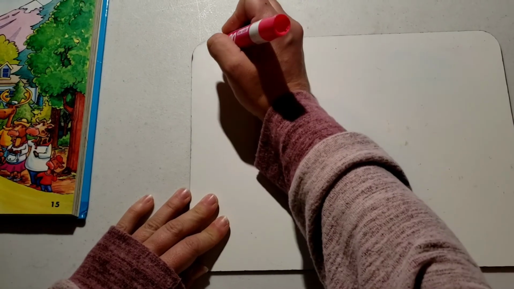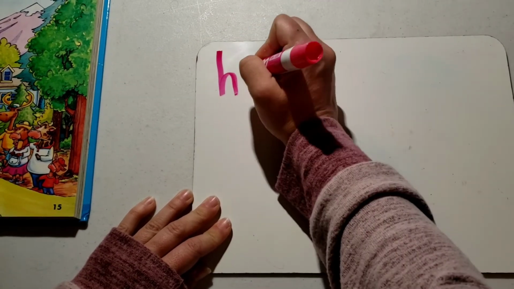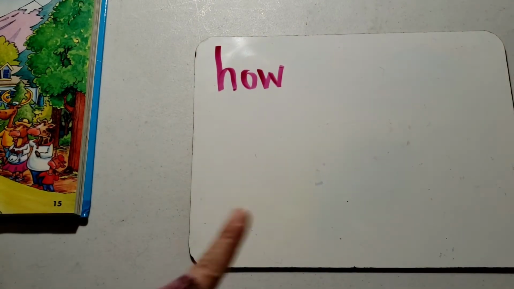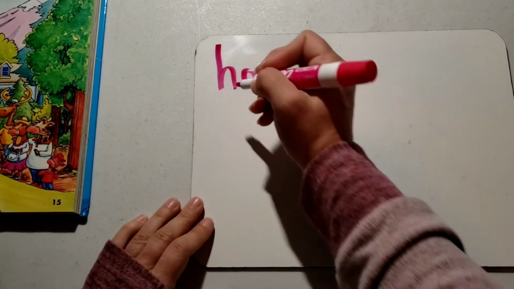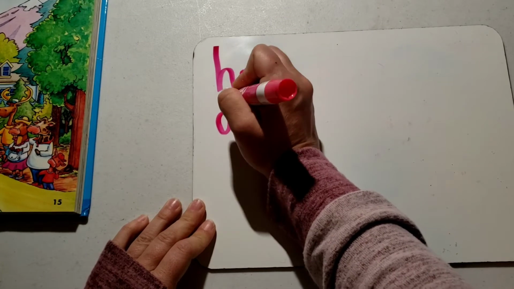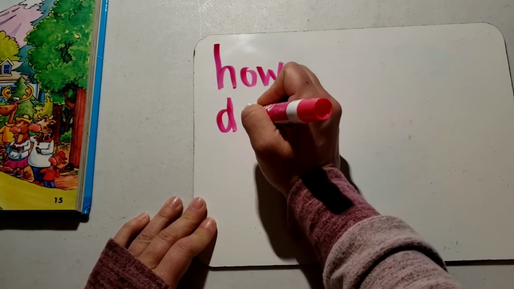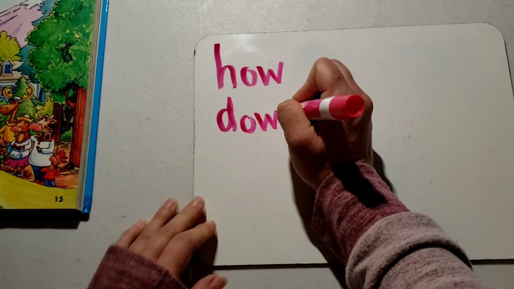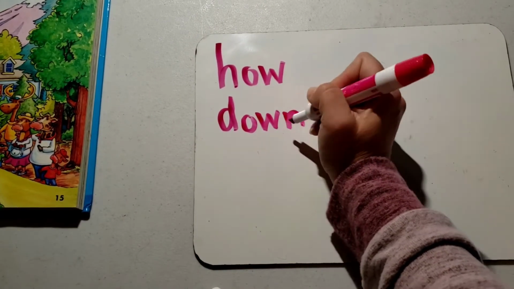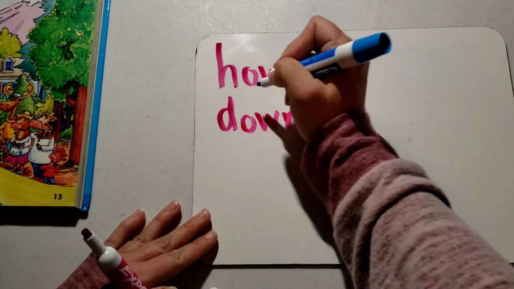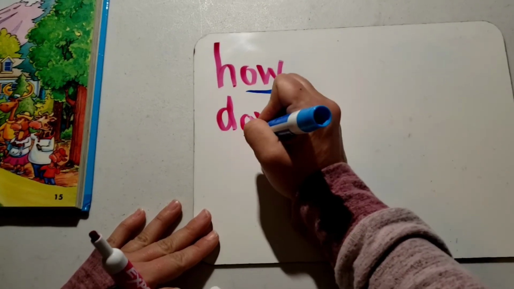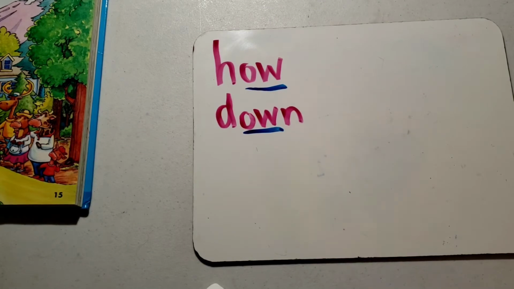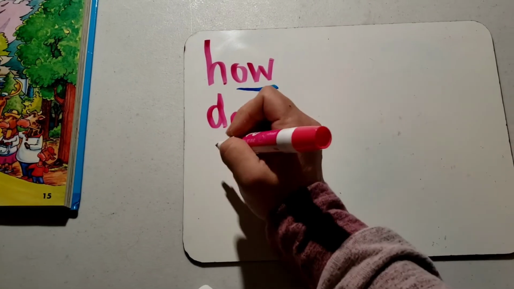Okay, our first word is the word how. How are you doing? How. Okay. Next we have the word down. D. And then we have the ow sound. N. D, ow, n. Right? So we see our O-W here that's saying ow. And there's the ow.